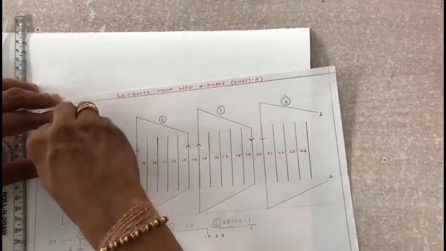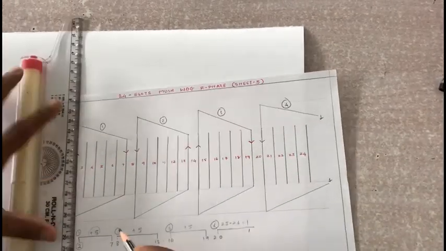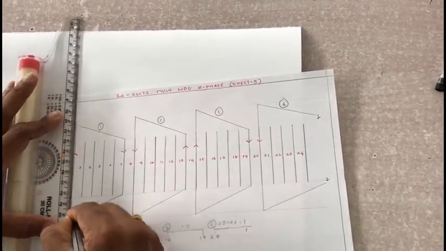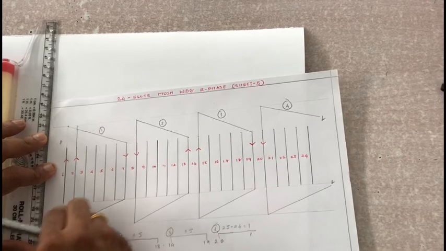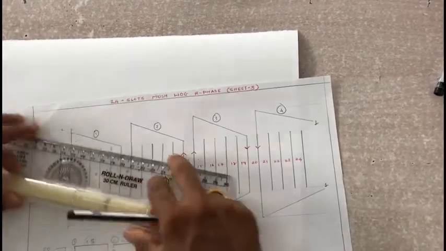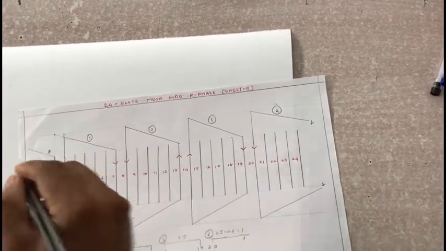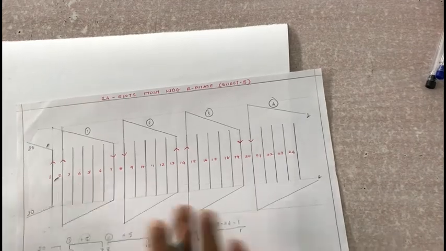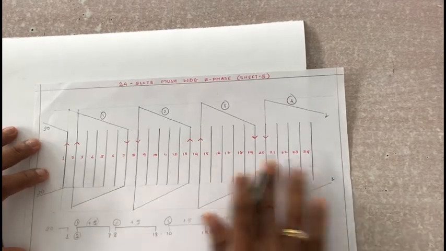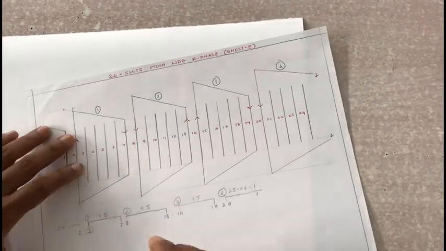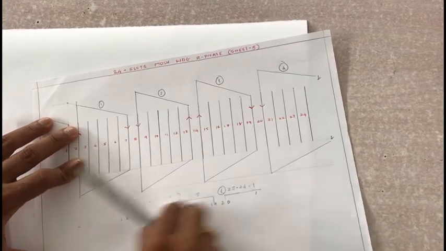Sorry, one mistake is here. 2 to 7. This is connected to conductor number 20. So our coils 1, 2, 3, 4 are constructed. Now it's time to provide supply to these coils.